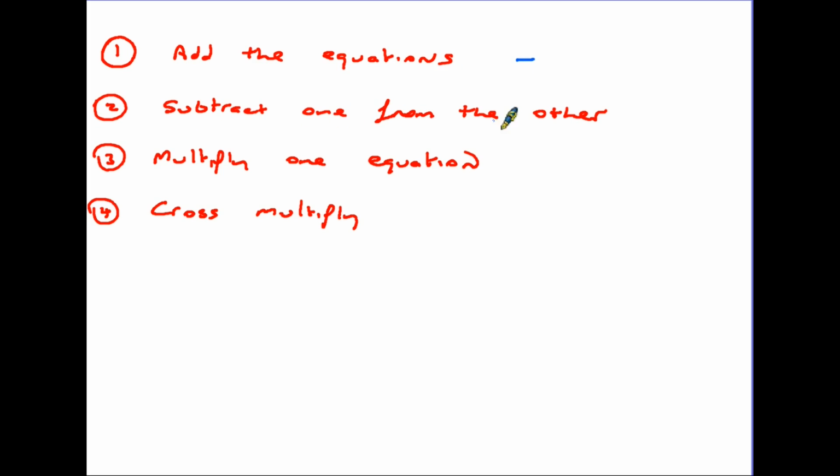Method 2, subtracting one from the other. This is particularly useful if you have the same value of x or y in the two equations, because by taking one from the other it then eliminates it. Method 3, multiply one equation. That is where you'd have a value of x or y which is a factor of the other equation, so that by multiplying it up you equalize the value and therefore you can then subtract them. Cross multiply is when you cannot really see any correlation between any of the x's and y's, and you simply need to find a common multiple of x or y to make them the same, so that you can then go ahead and subtract them in the next stage.